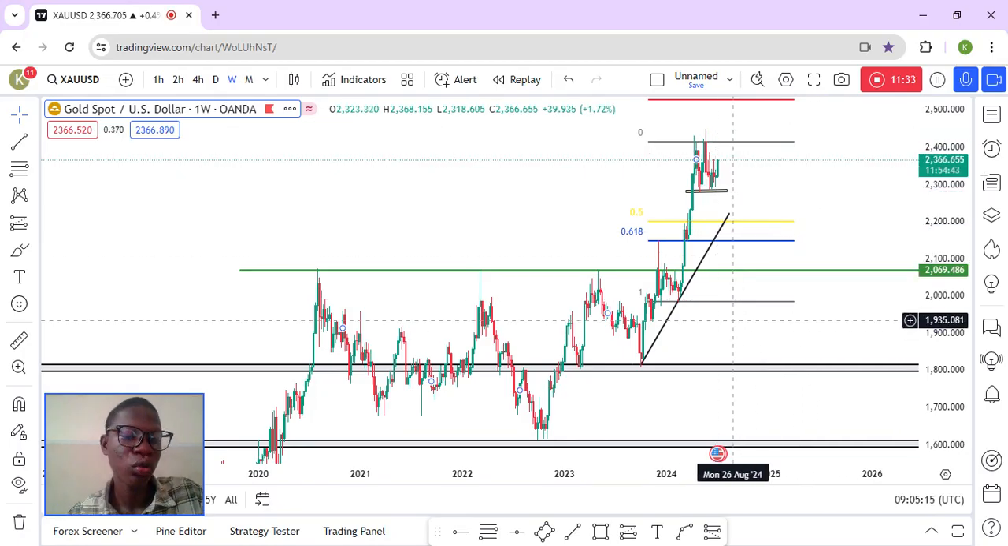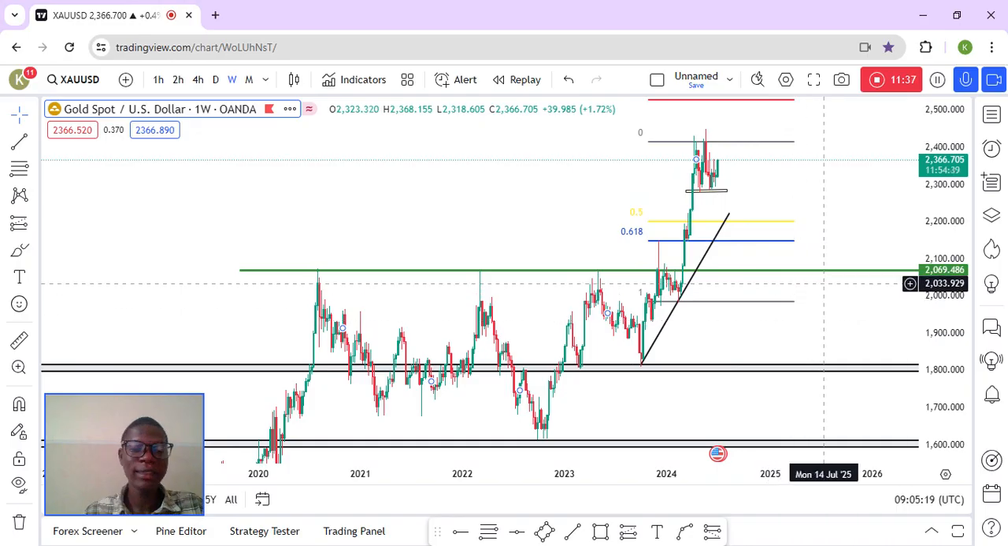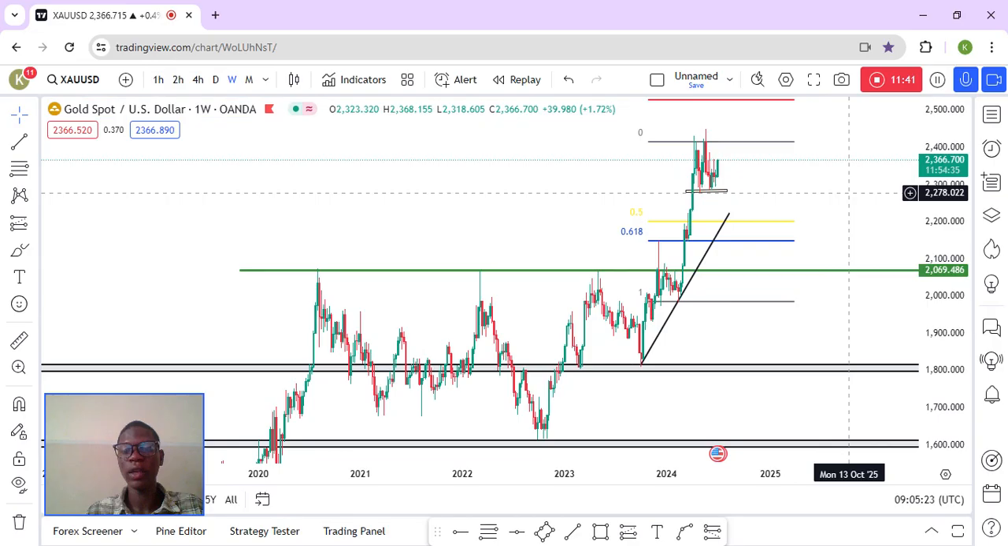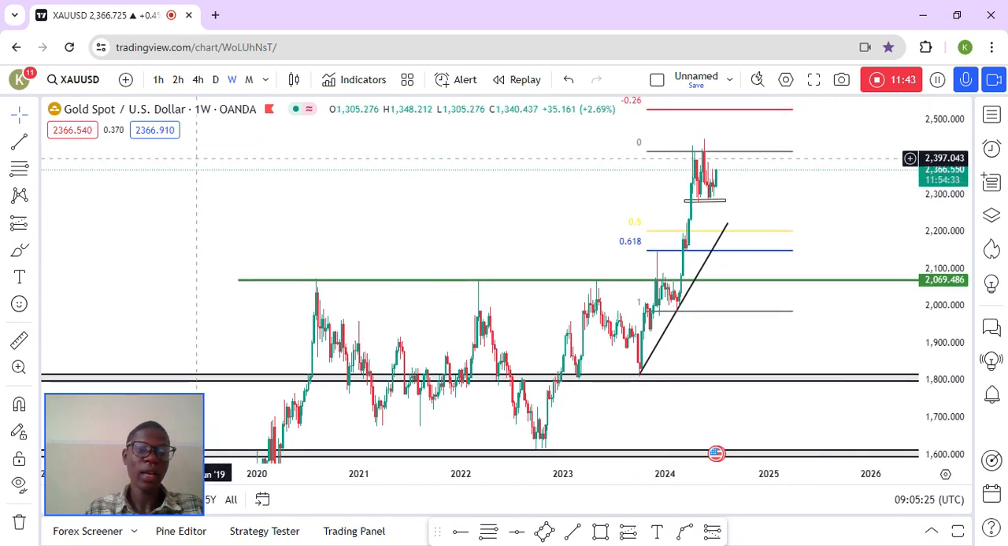So what we are just waiting for on gold is the retracement of the new high. We are just waiting for the retracement of the new high. Whenever Euro USD and GBP USD are bearish, whenever the US dollar is strong, then gold will be falling. That's how it is.